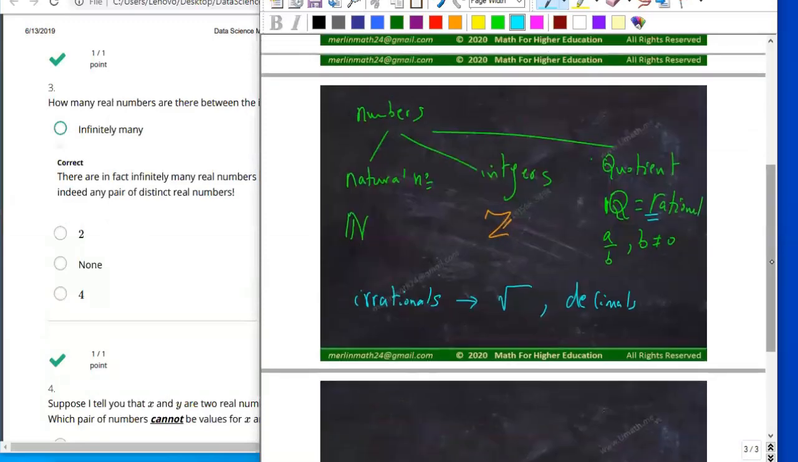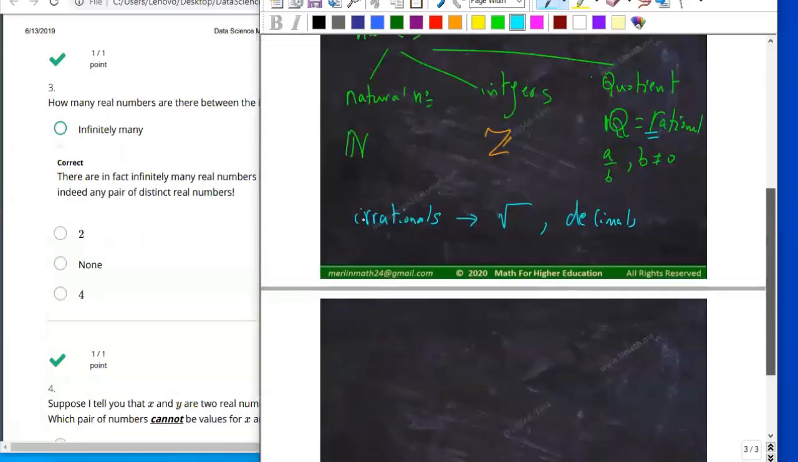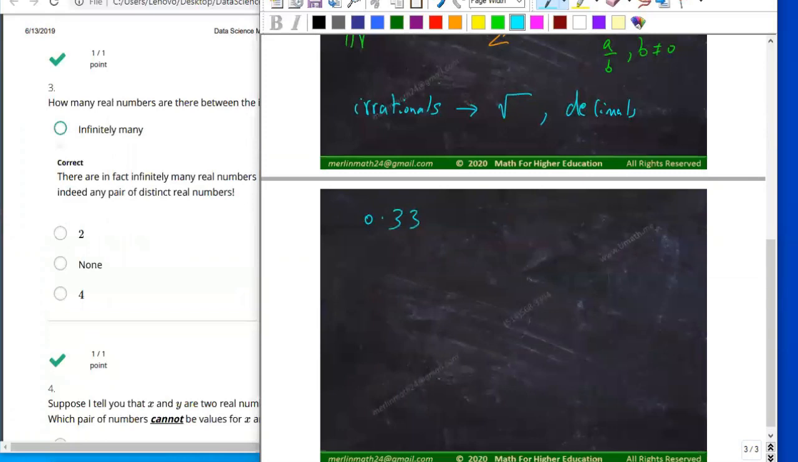I can give an example. Let's see: 0.3333... Now this is 1/3. You see, this is a repeated decimal. It can be written as a fraction. So this is a rational number.